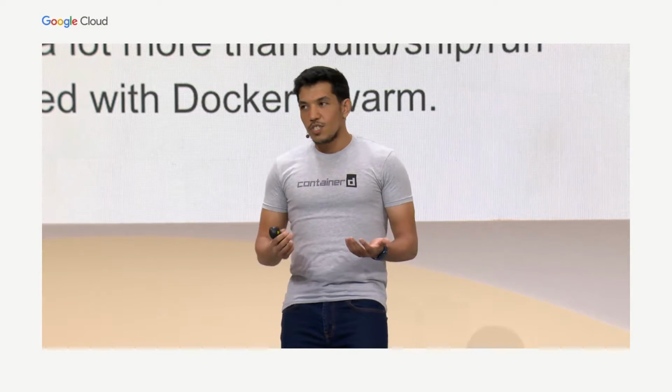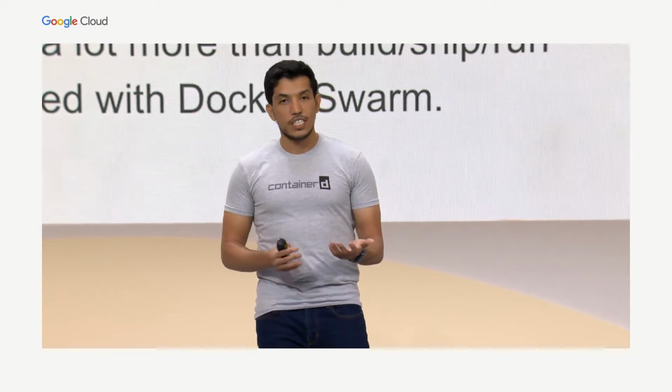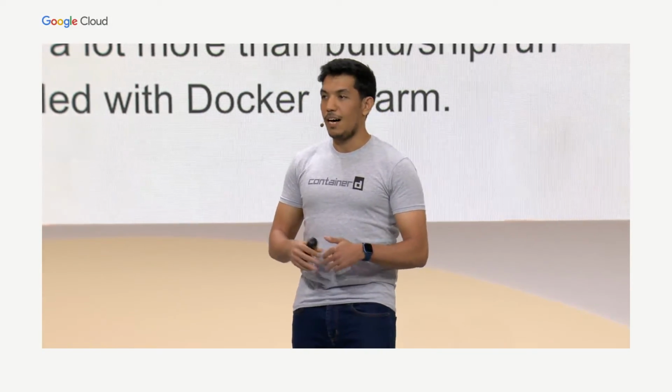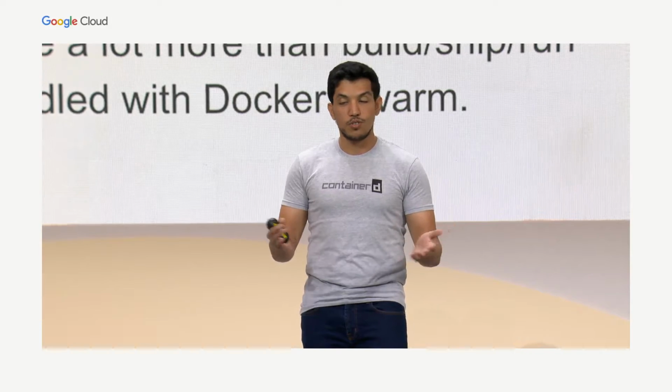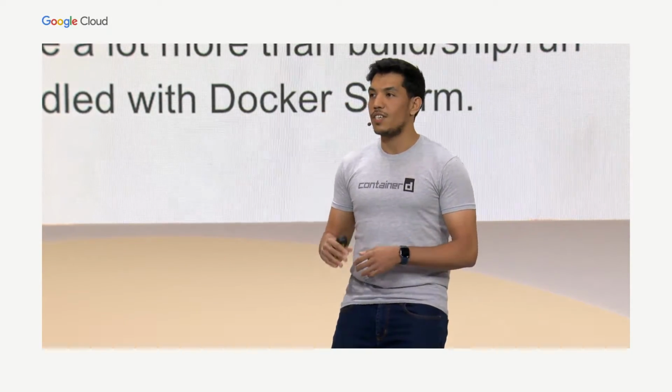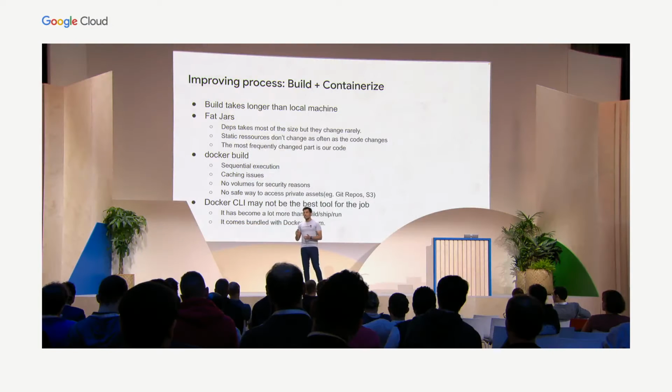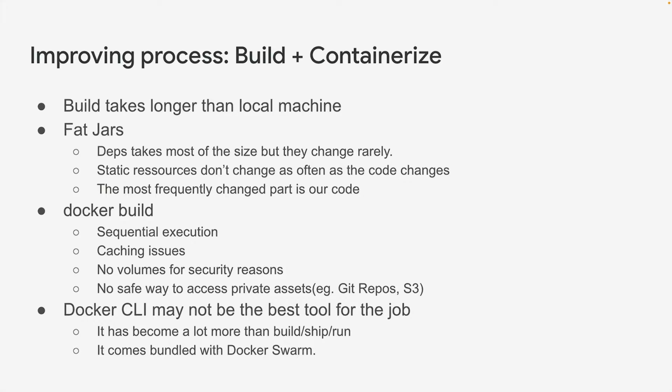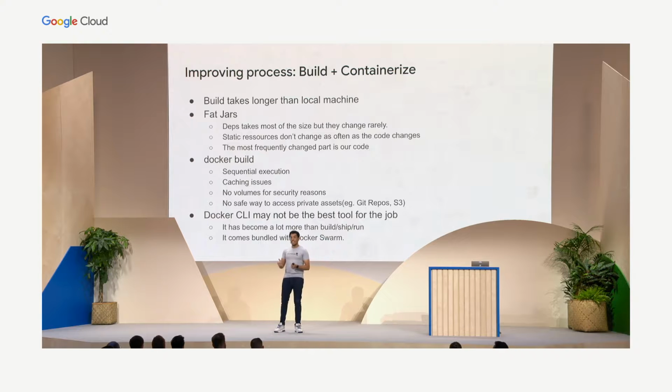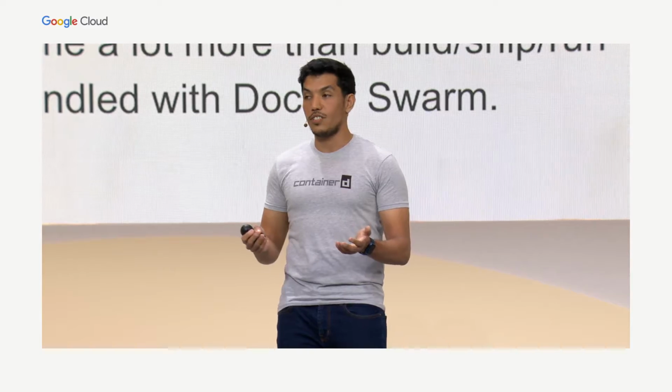There are some limitations with the Docker build command, like sequential execution. It cannot execute commands in parallel. There are some caching issues, and especially if you are mounting folders, it pollutes your current file system with root files. No caching for security reasons, obviously, and no volume, sorry. And finally, there is no safe way of accessing private repositories such as Git or S3. Now, to be completely transparent here, some of those issues are solved with BuildKit. So if you are not using BuildKit yet, try to enable it in your Docker Desktop.